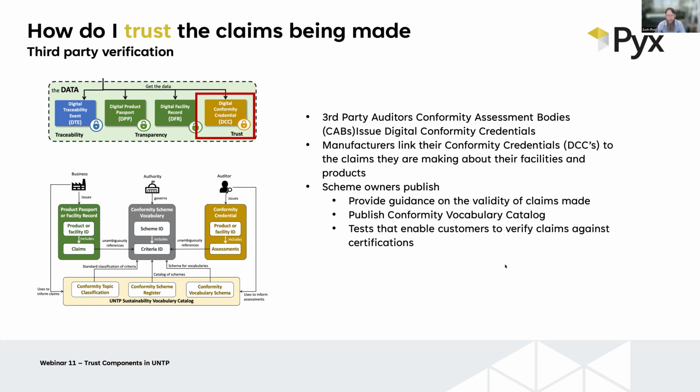The third-party auditors issue the conformity credentials. Manufacturers link their conformity credentials to the claims they're making about their facilities and products. And scheme owners publish guidance on the validity of claims being made, the conformity vocabulary catalog. Here's how I link the claims in the product passport and the facility record to the conformity credential that's been issued, and tests that enable customers to verify claims against certifications.